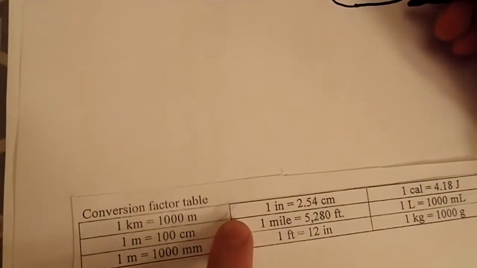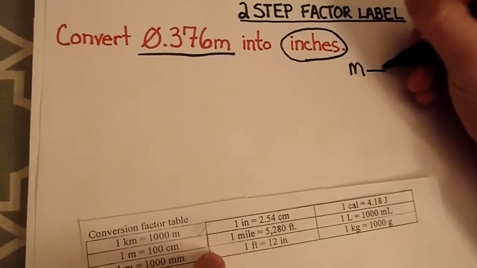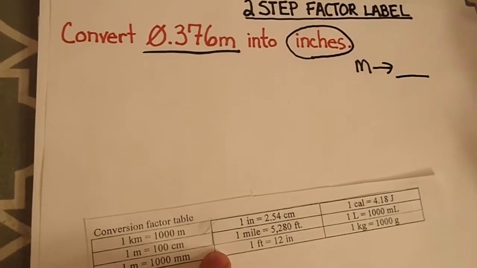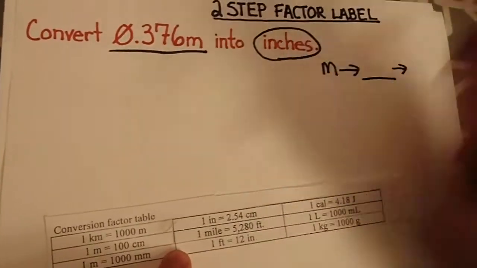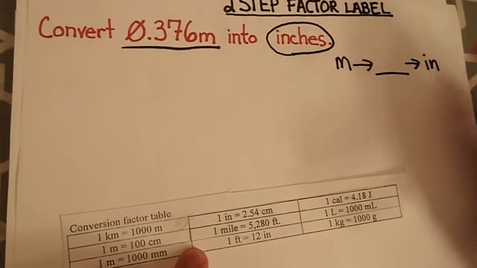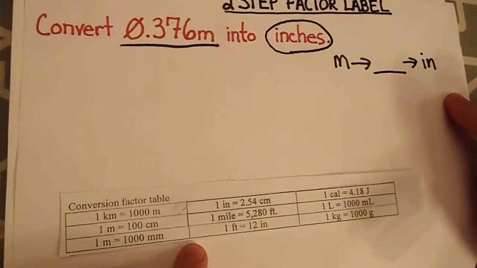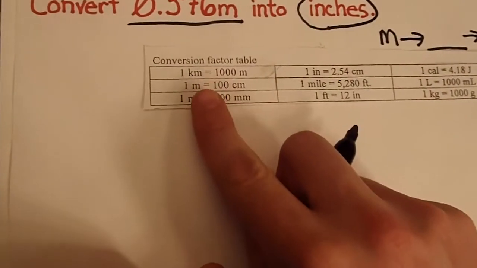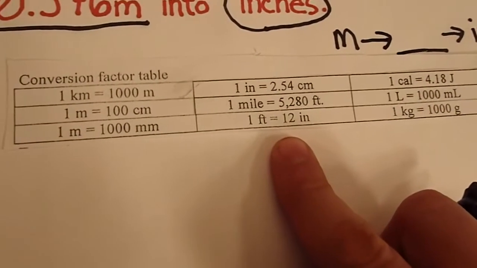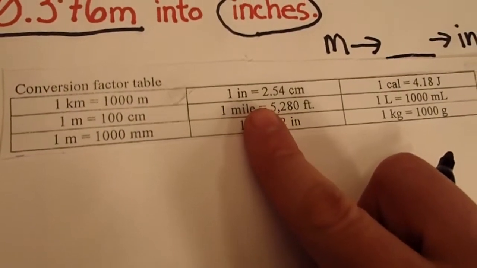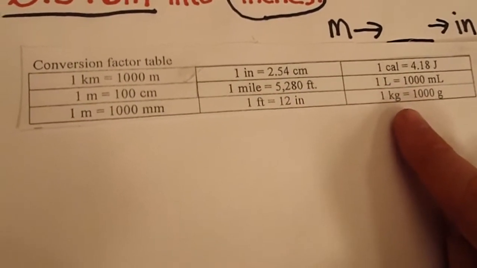So let's take a look at this. Over here, we're going to say we're starting with meters. We're going to go into this other unit, which we haven't identified yet, and then we're going to go into our inches. So we need to find something that converts from meters to something, and then from that something into inches. So let's first look for inches on here. Oh, here's one right here: 1 foot equals 12 inches. And here's another one: 1 inch equals 2.54 centimeters. Is there any more? It looks like just those two.